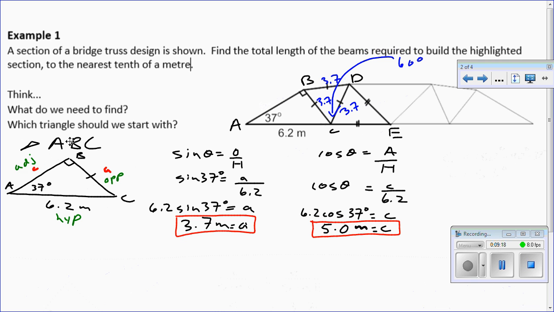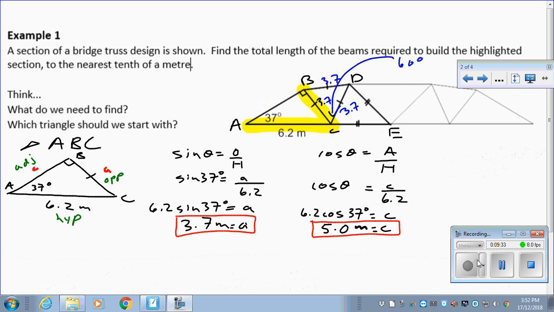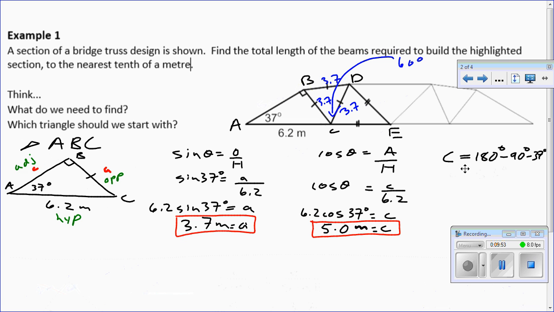Now, the last thing that we have to do is start thinking about our angles. If I take a look at this side here, that angle, you'll notice that we have 90 degrees in this triangle. We also have 37. So in order to calculate this, all we're going to do is subtract to find angle C. We're going to take those two angles, subtract them from 180, and we end up with C equaling 53 degrees. So I'm just going to write that in.